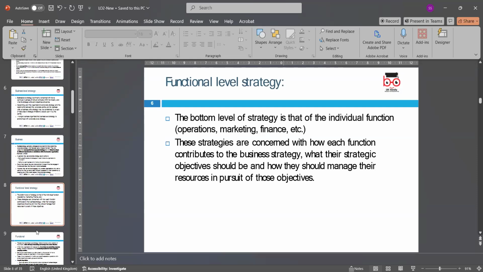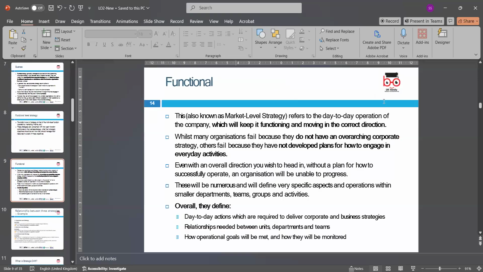When we talk about the strategic level or functional level strategy, this is basically the day-to-day function or operations the company has to perform. Corporate level strategy and business level strategy are strategies on paper. Corporate level strategy is a comprehensive, broader strategy. Business level strategy is more specific, in a bit more detail, for that specific unit, for that specific market, for that specific product.